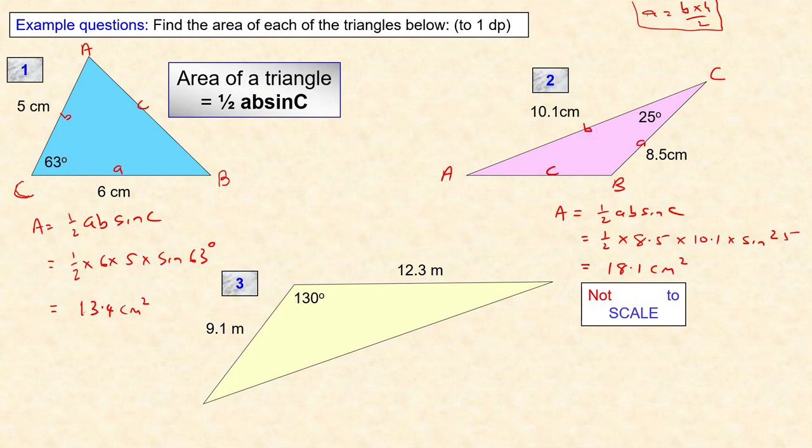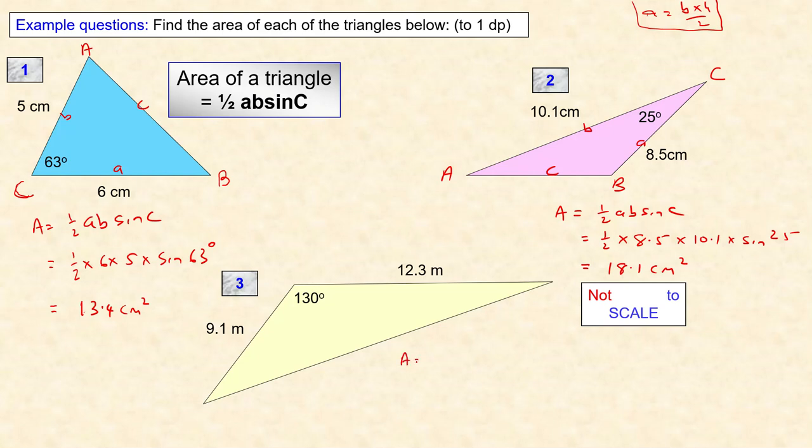So you might want to try this one on your own, have a go, and when you're ready to have a look at the solution, hit play. Right, always with these, write the formula.